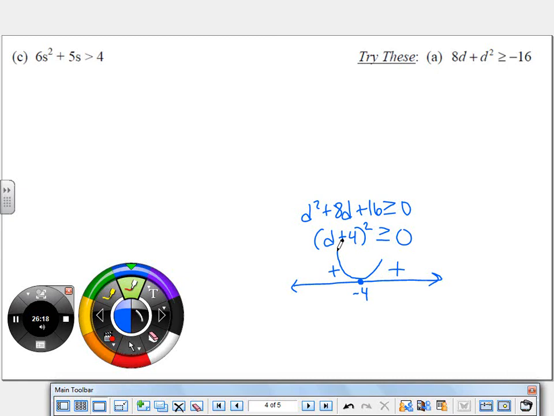So what are we looking for? Are we looking for the places where the outcome was positive or where the outcome was negative? Positive. It was positive over here. It was positive over here. And this got included also. So what's our solution going to be? All real numbers.